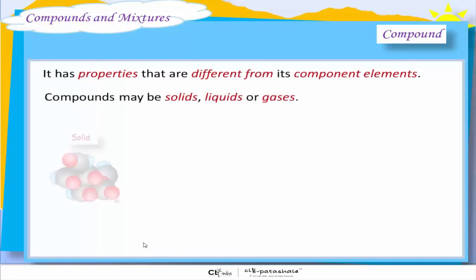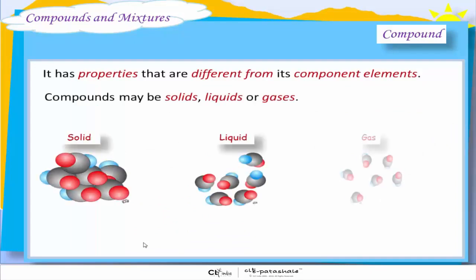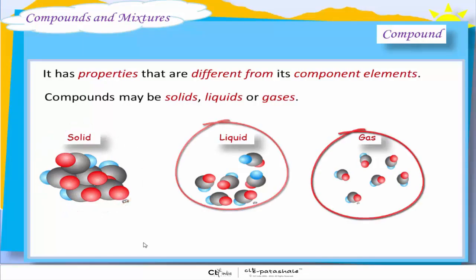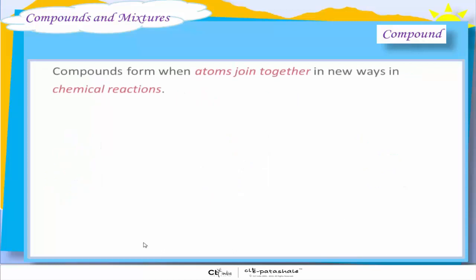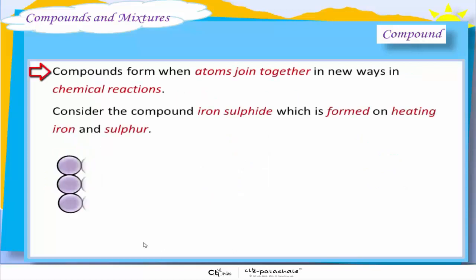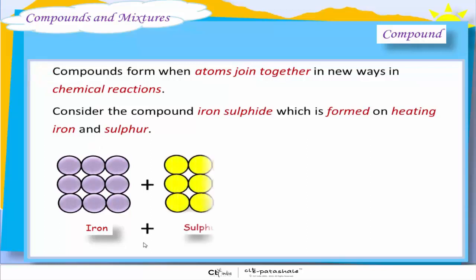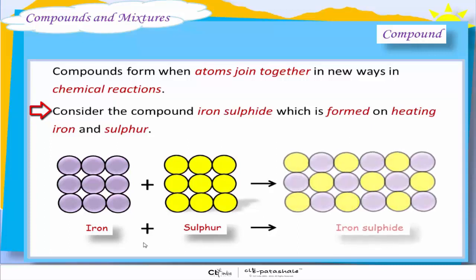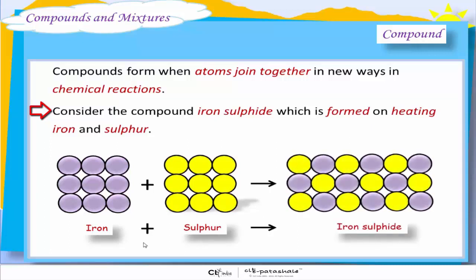It has properties that are different from its component elements. Compounds may be solid, liquid or gas. Compounds form when atoms join together in new ways in chemical reactions. Now let us consider the compound iron sulfide. Now how is it formed? It is formed on heating iron and sulfur.